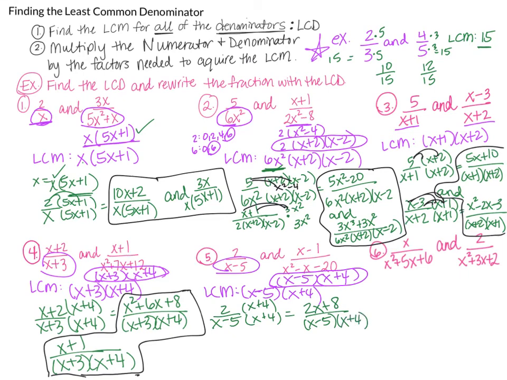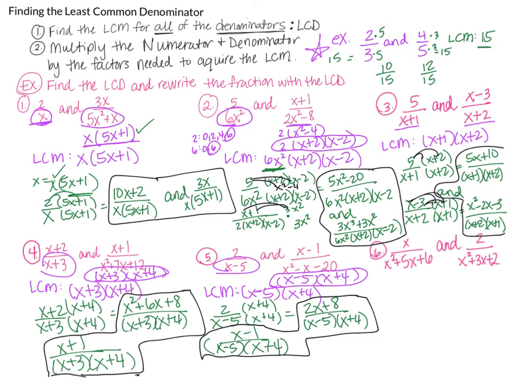I look at my next denominator. I've got x minus 1 over that x minus 5 times x plus 4. I notice again, just like the last problem, that my second fraction doesn't need anything. It already contains that least common denominator. So those two fractions are now finished. All right. Okay, let's look at one more, make sure we really got it.